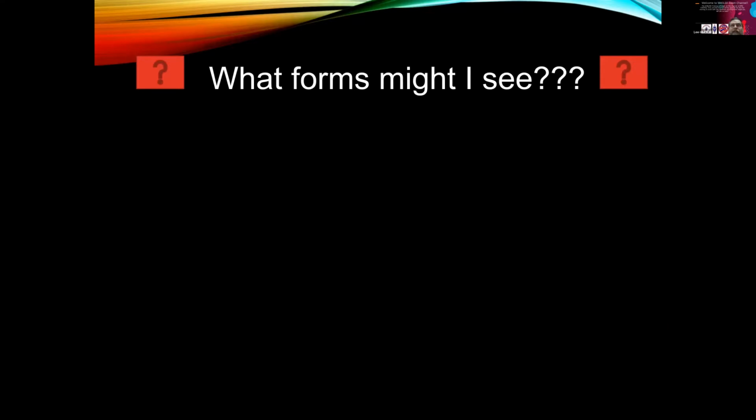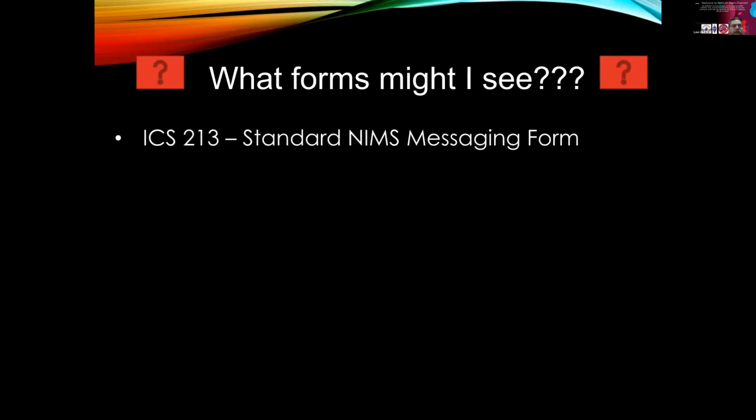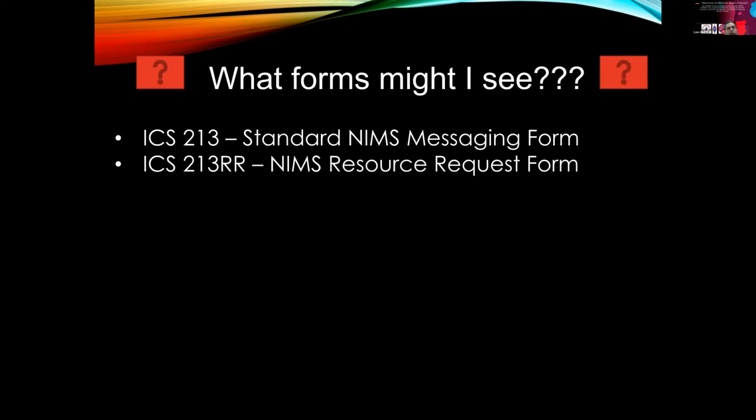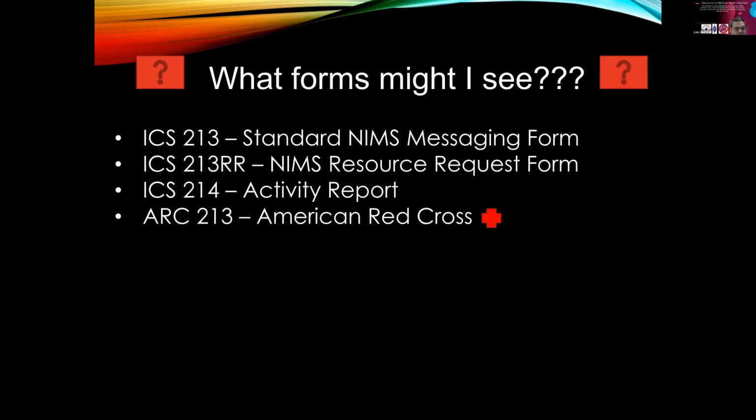Some of the forms you're going to see, and I'm going to go down maybe half a dozen of them that are the most common that we're going to see in what we do. The ICS 213, that's a standard NIMS messaging form. It's used by just about every public agency out there now that follows ICS and NIMS, the National Incident Management System. There's a 213 RR, which is a resource request form. It's much like the 213, but you're basically requesting some type of resource. The 214, which is an activity report. American Red Cross has its own version of the 213.